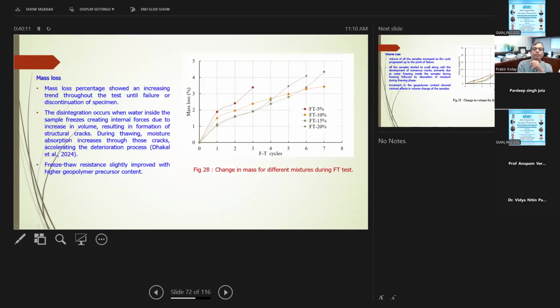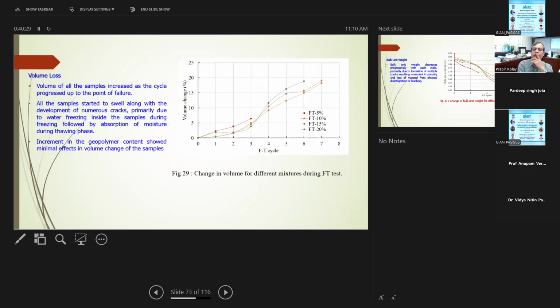And the mass loss here is more for 5%, then 10%, then 15%, and 20% is also the same. The volume change behavior or volume loss you can also see from this graph.